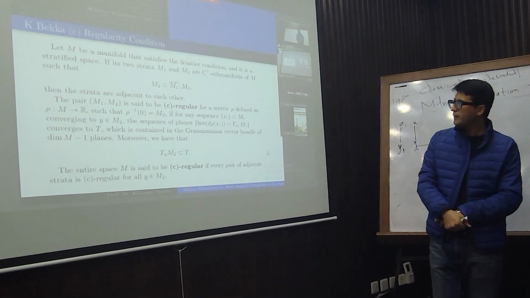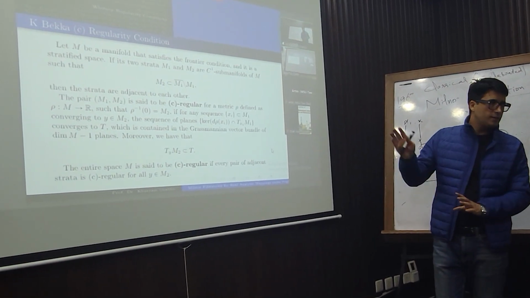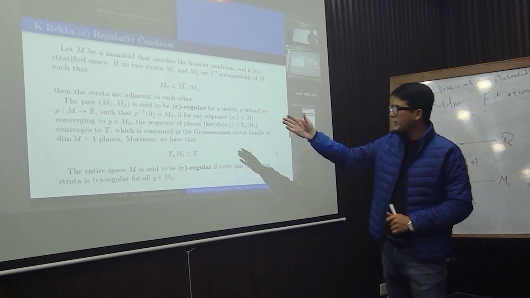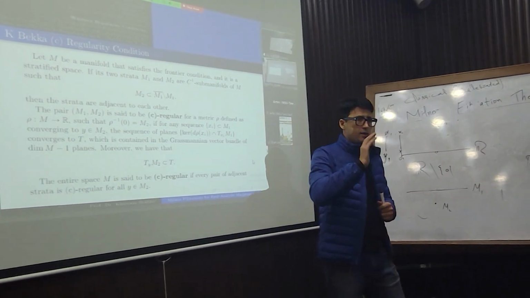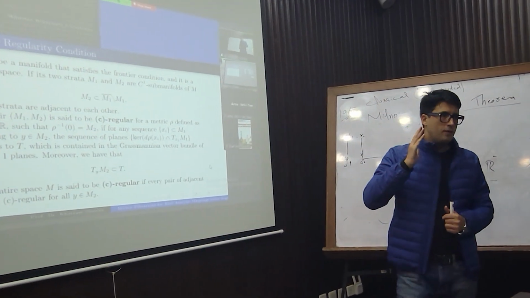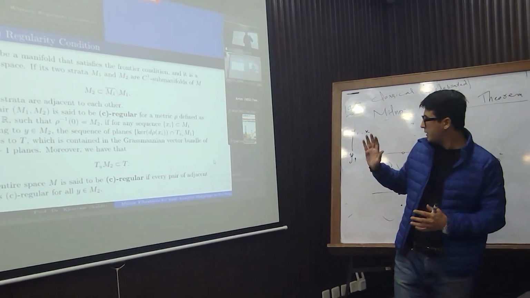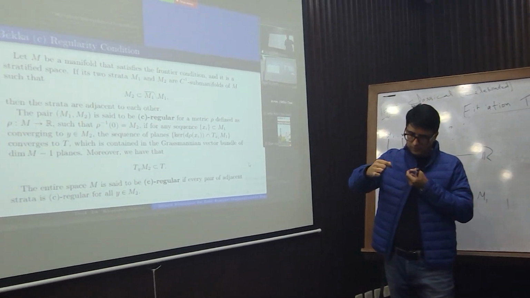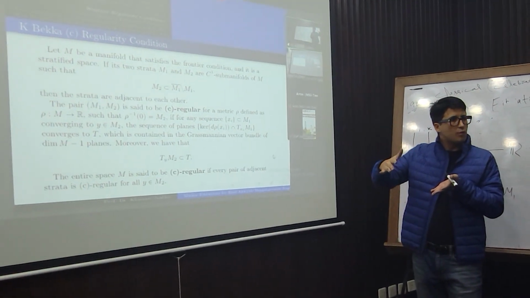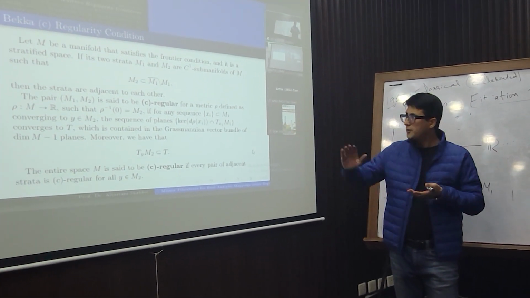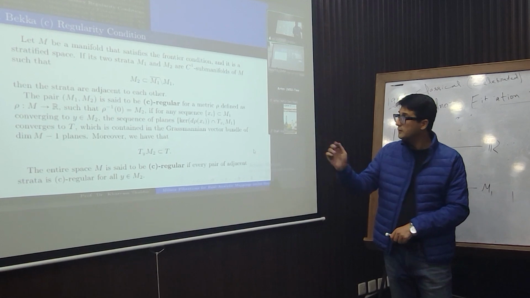Next there is C regularity. In this case he considered not the lines but the planes. So here the only difference is instead of secant lines, you are considering a sequence of planes and obeying the same property. Next.